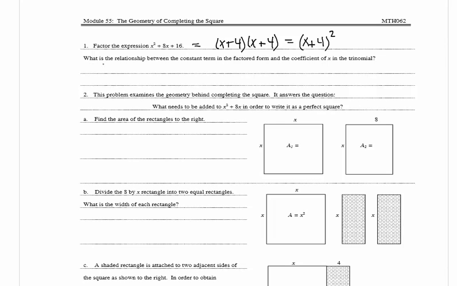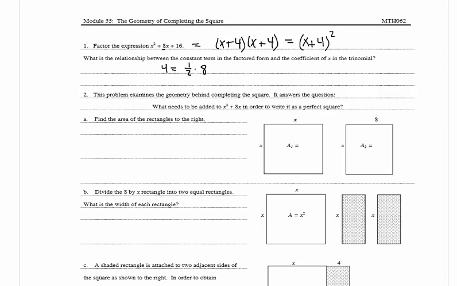And then it asks, what is the relationship between the constant term in the factored form and the coefficient of x in the trinomial? The coefficient of x in the trinomial is 8, and our constant term in the factored form is 4. So we could say that 4 is equal to 1/2 times 8.